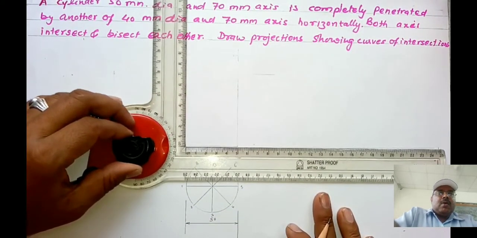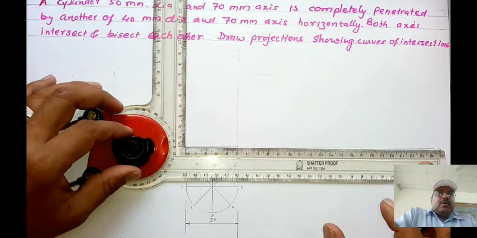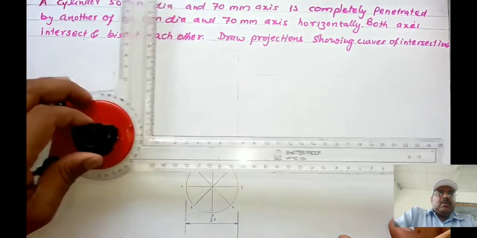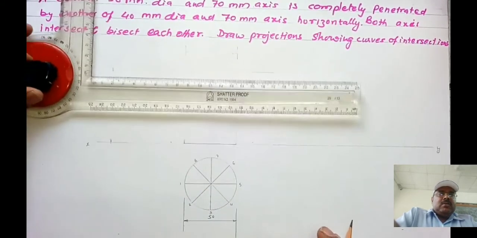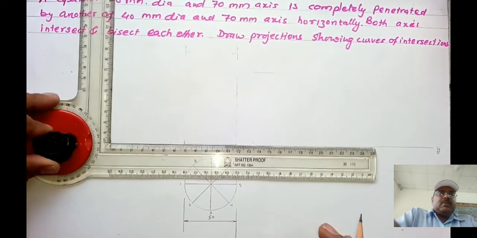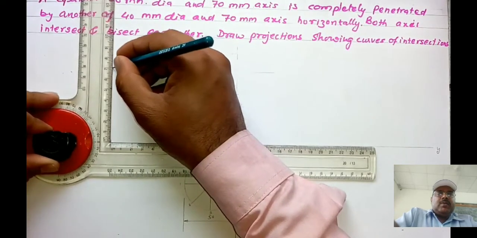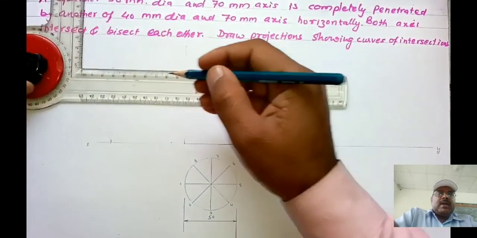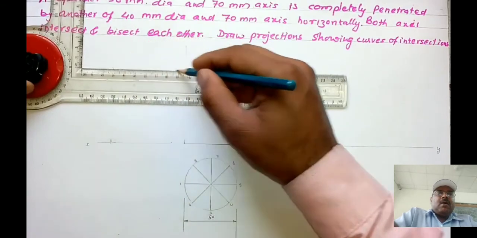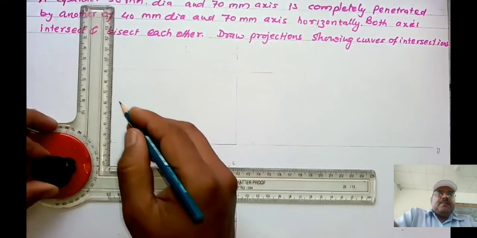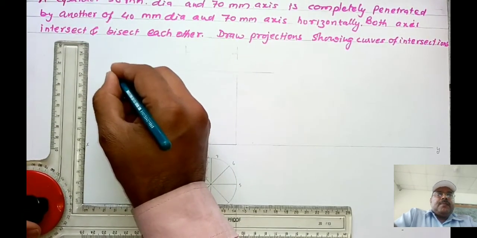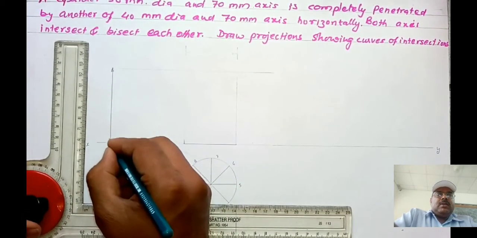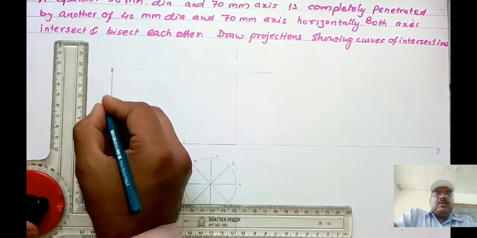Then we have to draw the front view. In the front side we get a rectangle of the cylinder. So first mark the height, which is 70 millimeter axis height, and draw a horizontal line above the reference axis XY. Give the height dimension 70 millimeter.